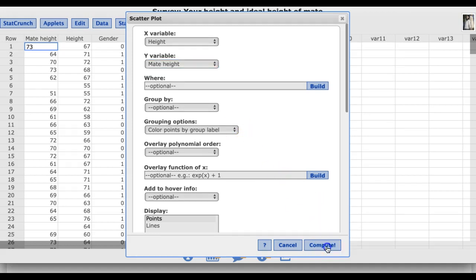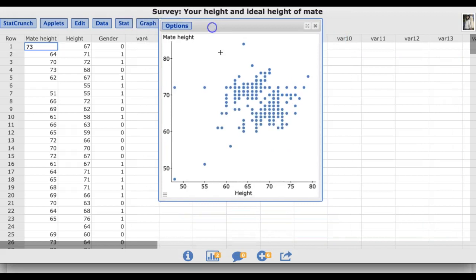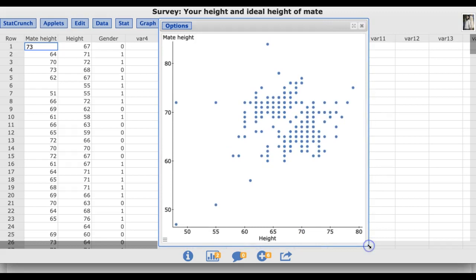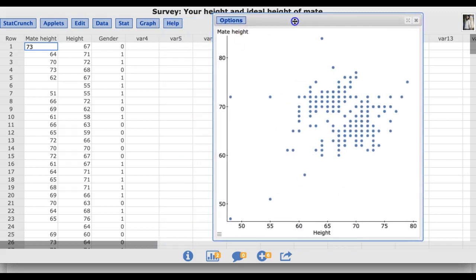If we go ahead and look at this, we get this data set here. If you look at it, do you see a pattern? It's kind of hard to tell, but maybe as the height of the respondent increases, the height of the mate increases. Maybe it looks like that. That's what I love about StatCrunch: we're dealing with real data sets, and sometimes it's just really hard to tell.